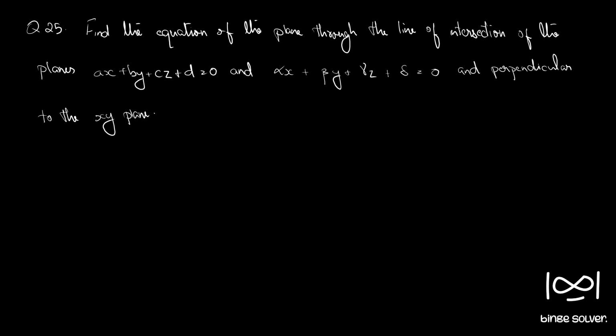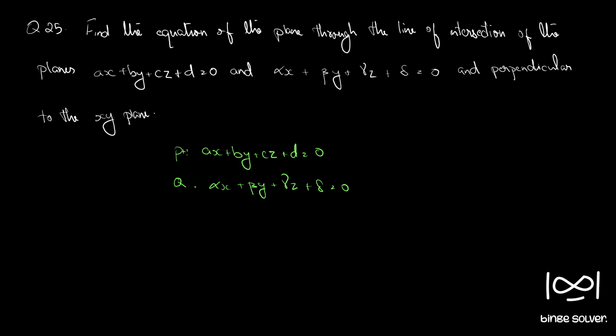So we have two planes. Let's call this plane P, ax + by + cz + d = 0, and plane Q, alpha x + beta y + gamma z + delta = 0.